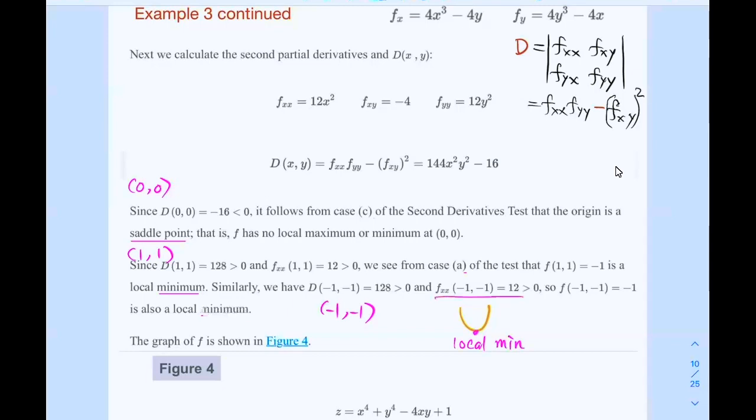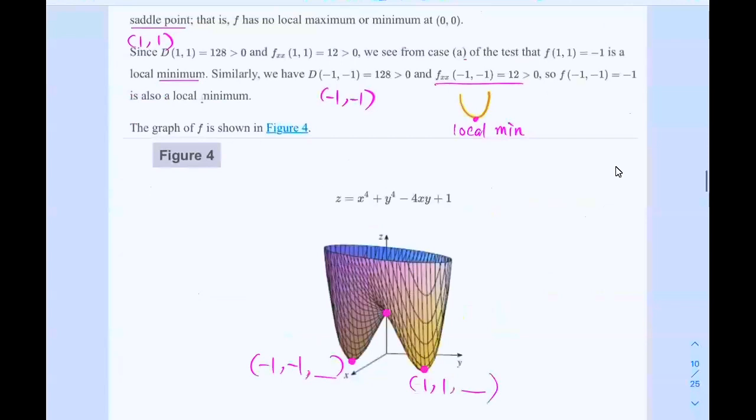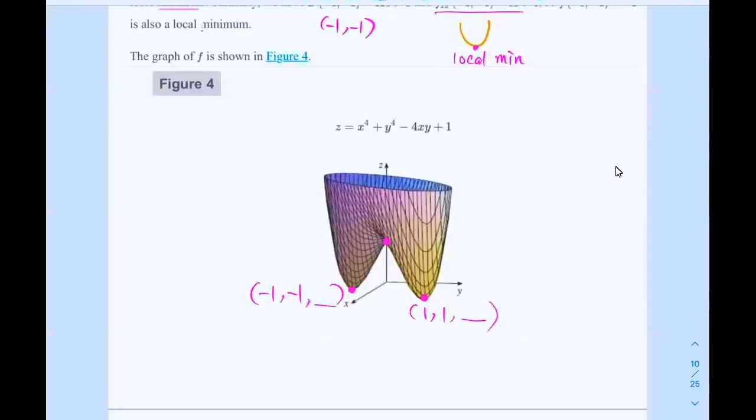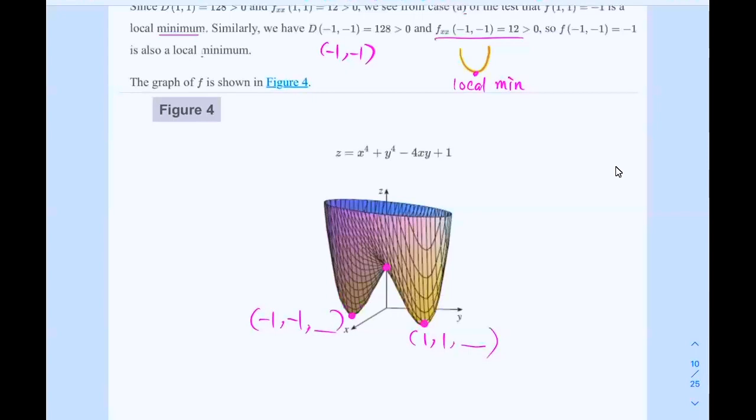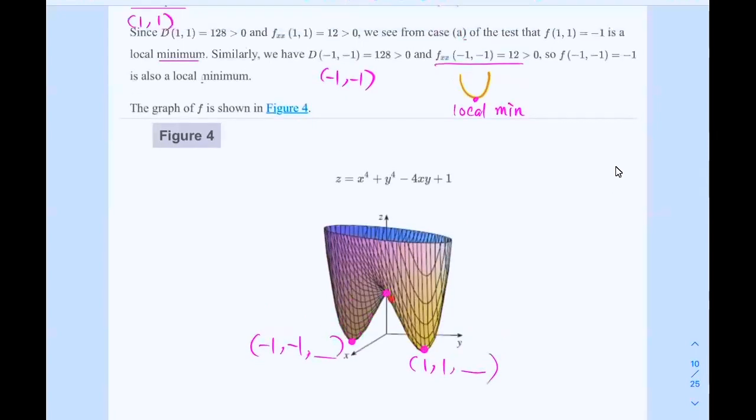Wow, that's a lot of work, but it's actually doable. It just needs persistence. So we actually graph the function here in 3D. This is the graph of the function. At 0, 0 here, it is a saddle. At 1, 1 here is a local minimum, the function value. At -1, -1, the function value is also a local minimum. So that's how it looks.